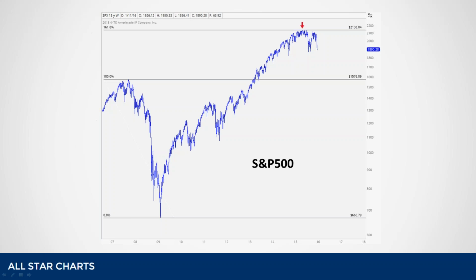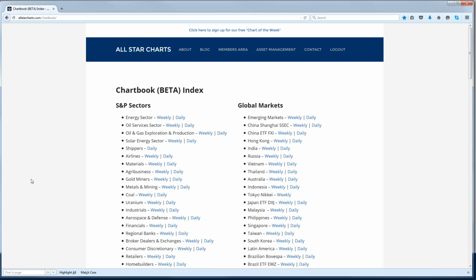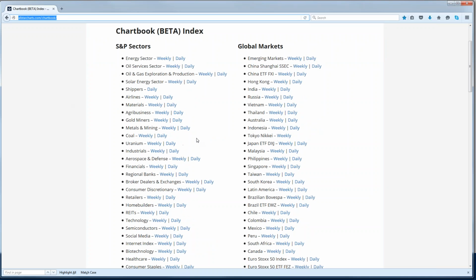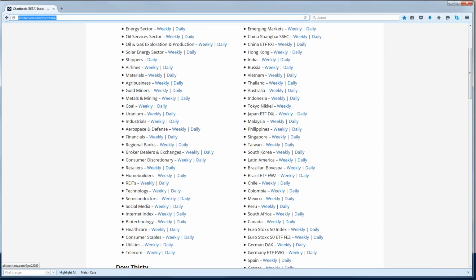All right. So before we get going, I'm going to show you guys the chart book, and we're going to look at some charts. So this is at allstarcharts.com/chartbook. You guys can see it right here. This was just dropped yesterday for members only. This is really, really cool. You have all of the S&P sectors and subsectors, as you can see here: energy, oil services, everything from airlines to metals and mining, regional banks, financials as a group, home builders, social media, telecom, you name it, it's there. What I think is important.